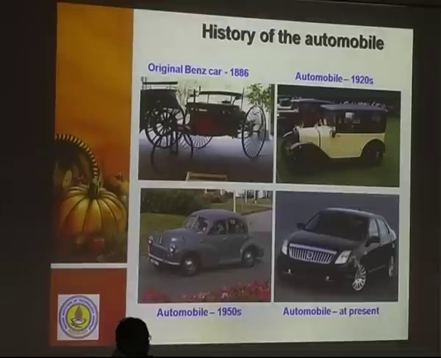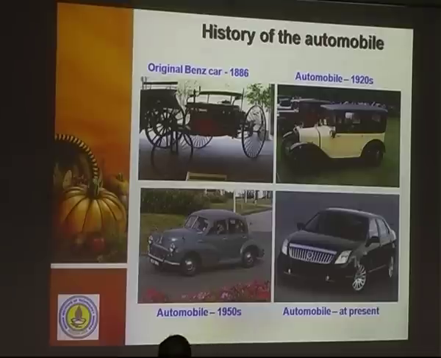So the original car was developed by Benz, so the automobile came from Germany. So if you look at the original car, it looks like what? It looks like our cycle, the familiar cycle rickshaw, right? And then the automobile of the 20s, then the automobile of the 50s, and the last one is the Ford Fusion hybrid. Okay, the last one, the black car, is the Ford Fusion hybrid, which I've put there.